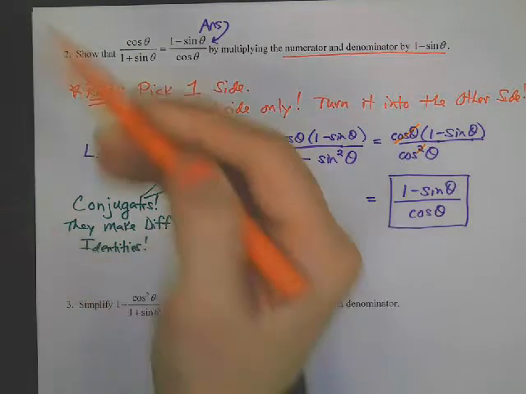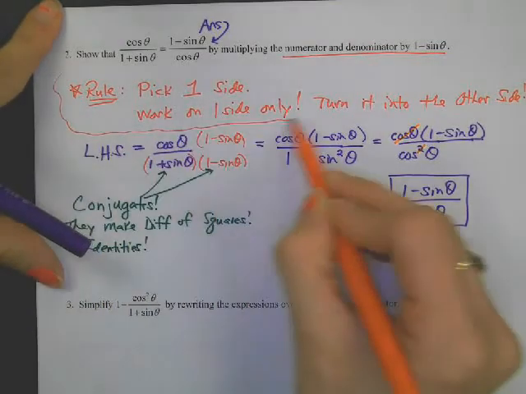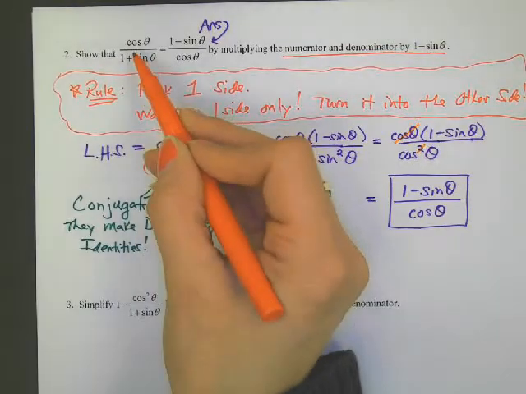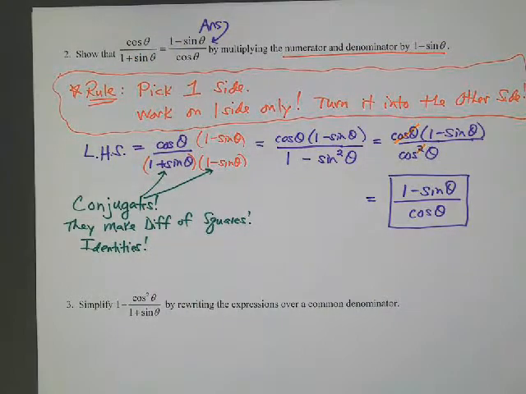Okay, remember this rule here. You can only pick one side, and you work on that one side until you turn it into the other side. And that's how you show something equals something else.